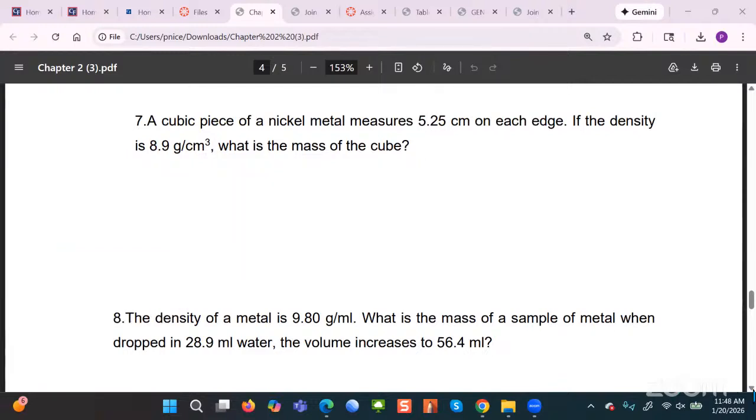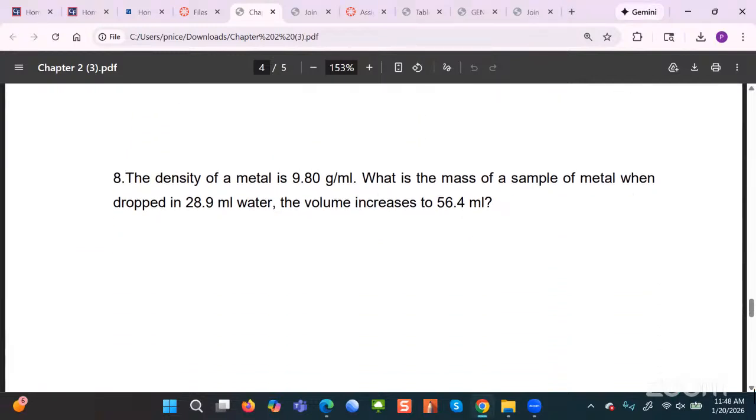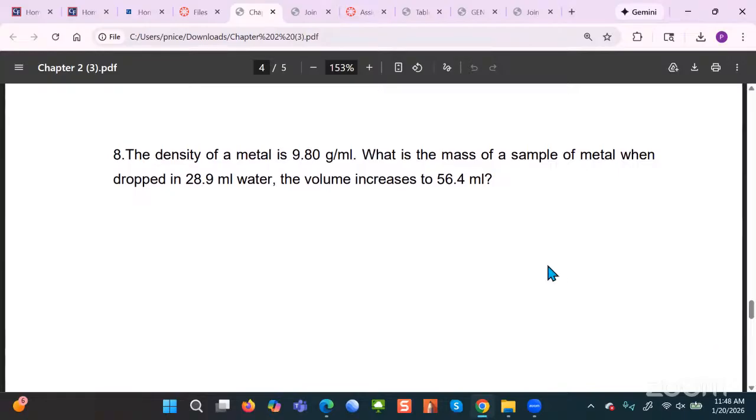And in the case of number 8, this is describing a way of determining density. Well, in this case, you're determining the mass. But the important thing here is that it's a method of determining the volume that is involved by what we call displacement, right? Liquid displacement, right?